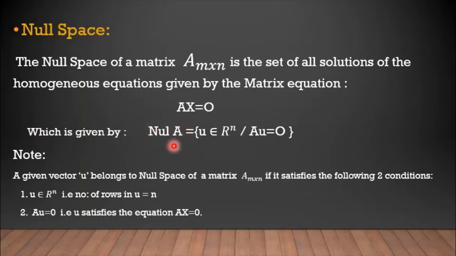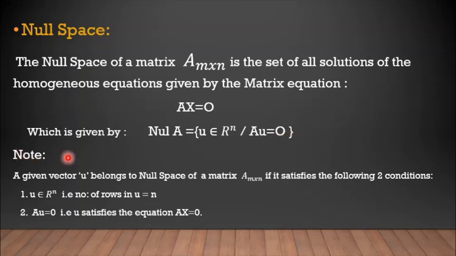We will denote it as null A is equal to the set containing all the vectors u belonging to Rn. What do we mean by Rn? This u is a column vector with n rows. Why n rows? Because A is a matrix of order m by n, so it will have n columns. That means there will be n variables in the homogeneous equations. So null A is equal to the set containing vectors u belonging to Rn such that Au is equal to 0. If you multiply matrix A with the column vector u, it should give you 0.